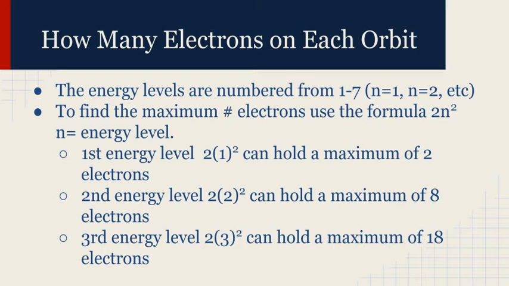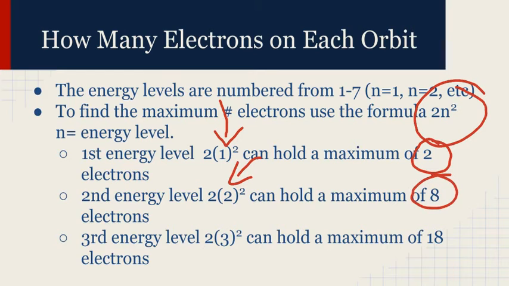Each energy level has a maximum number of electrons that it can contain. We use the formula 2n squared to figure that out. If we replace the n in the formula with the number of the energy level and do the math, it tells us that energy level 1 has a maximum of 2 electrons. Energy level 2, a maximum of 8, and energy level 3, a maximum of 18.